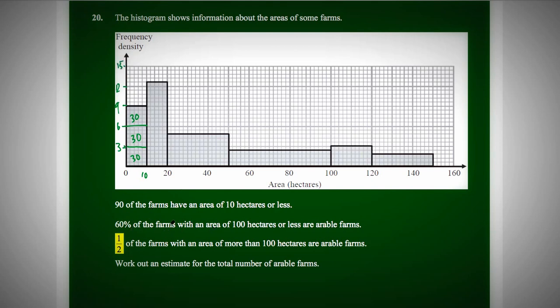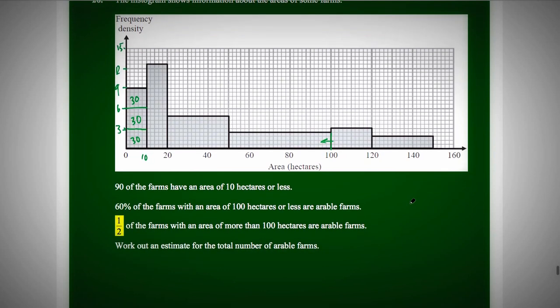60% of the farms with an area of 100 hectares or less are arable farms. So 60% of this lot below here. Half of the farms with an area of more than 100 hectares are arable farms. Work out an estimate for the total number of arable farms. So I need to know the areas below here and then work out 60% of them, and the areas above here and work out half of those.